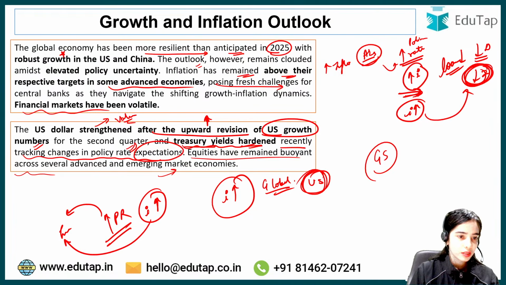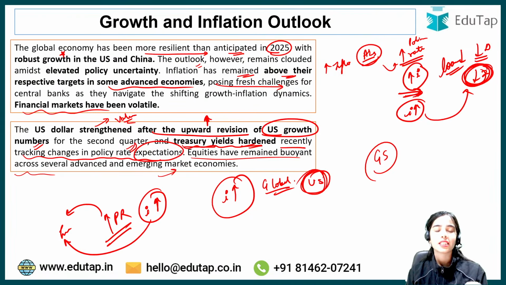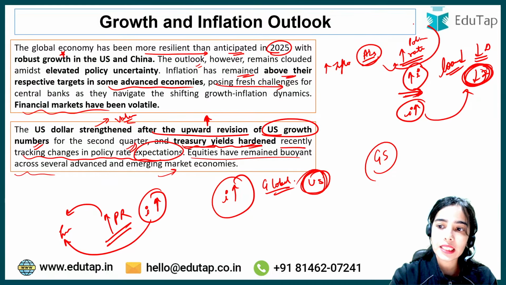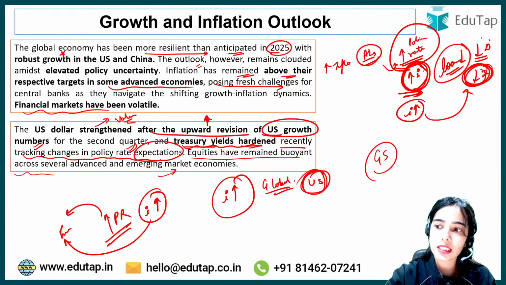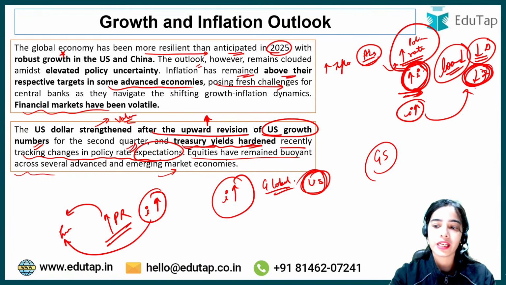Any confusion here? So basically, the global economy has been more resilient than anticipated. US and China have seen robust growth. But there is uncertainty when it comes to inflation. Inflation has remained above the respective targets in major advanced economies. To control inflation, these economies can increase the policy rate. With that, the interest rate will increase, and with a higher interest rate, loans will decrease, demand will decrease, and inflation can decrease.